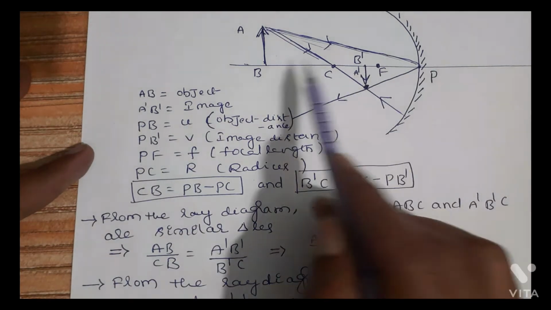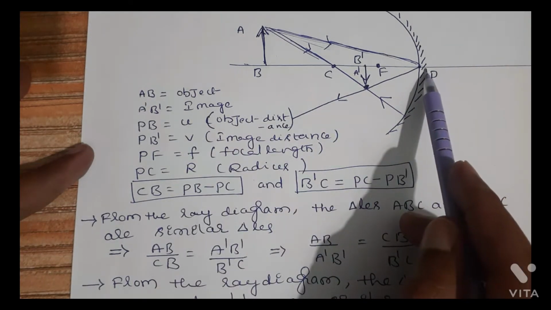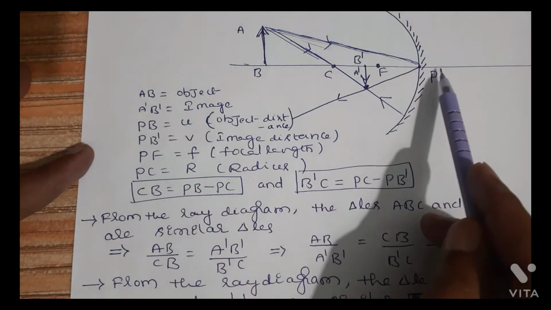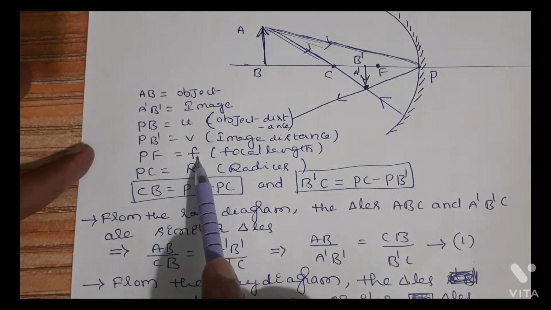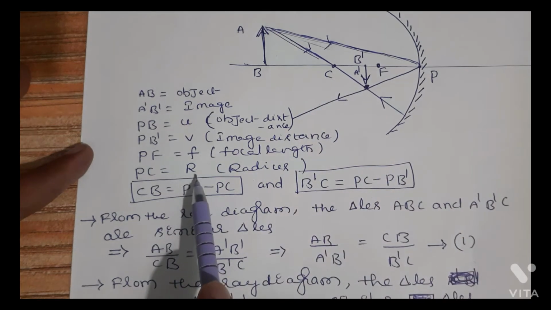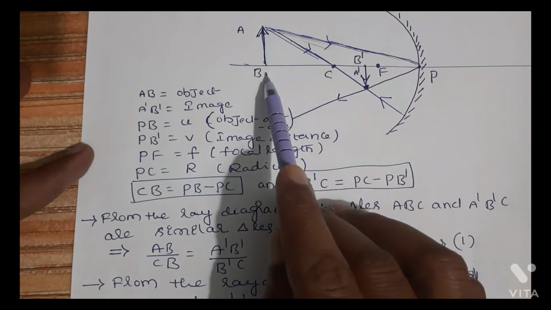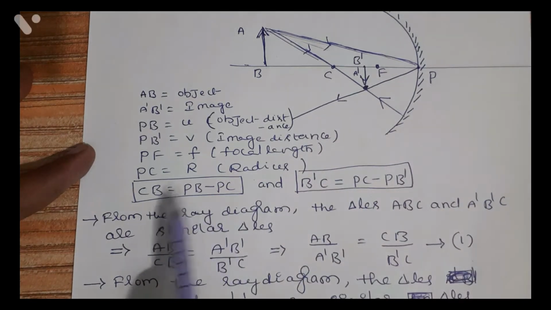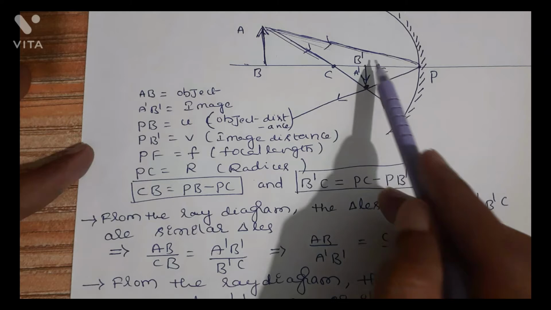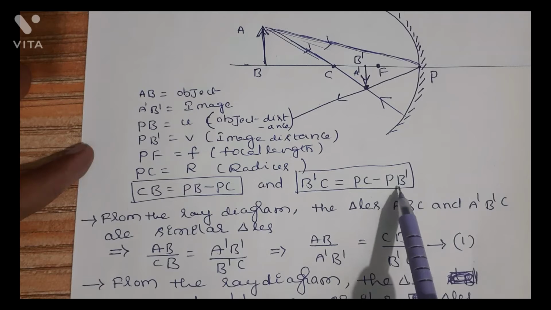PB, the distance from the pole to this point, is the object distance, taken as U. The distance from the pole to B' is the image distance, denoted by V. The distance from the pole to the focal point is the focal length, small f. The distance from the pole to the center of curvature is the radius. Now the distance from C to B is given by PB minus PC, students. So CB equals PB minus PC, and B'C equals PC minus PB'.